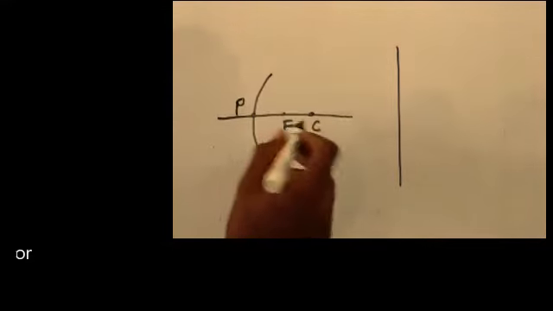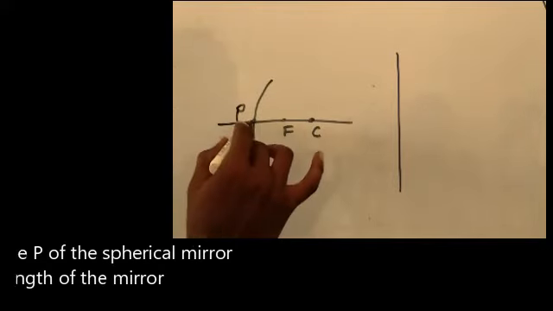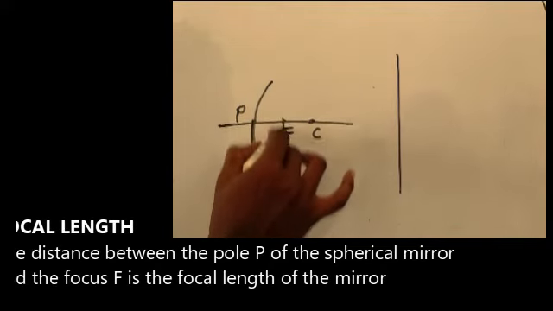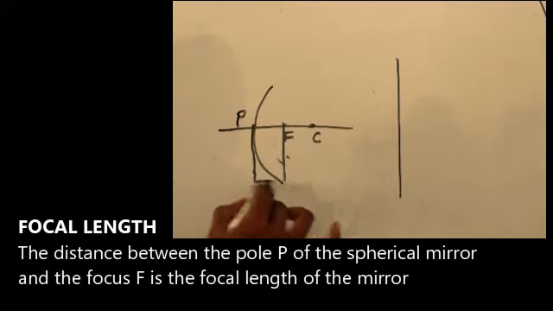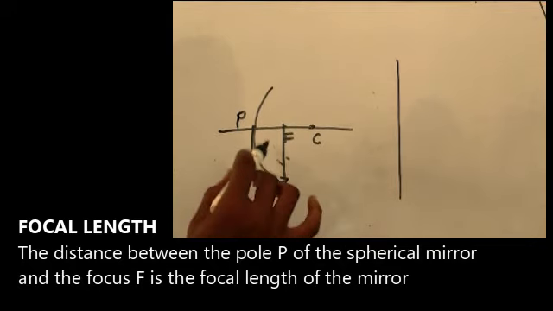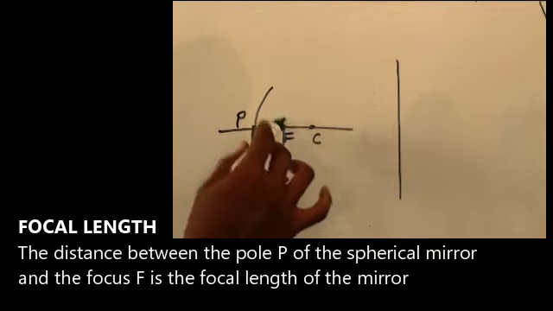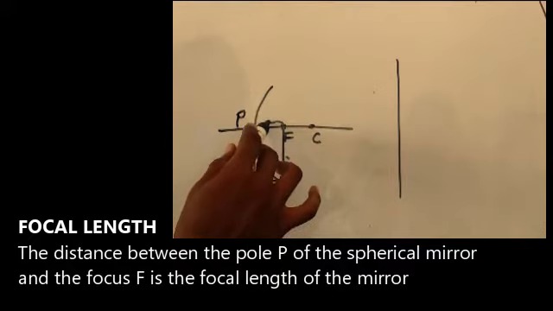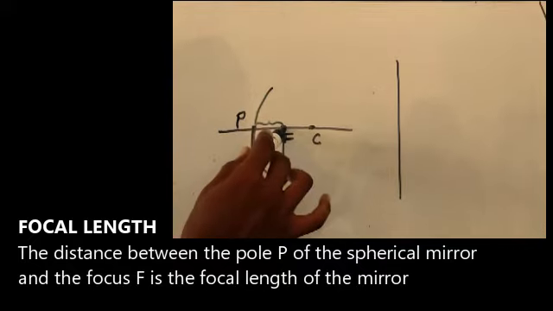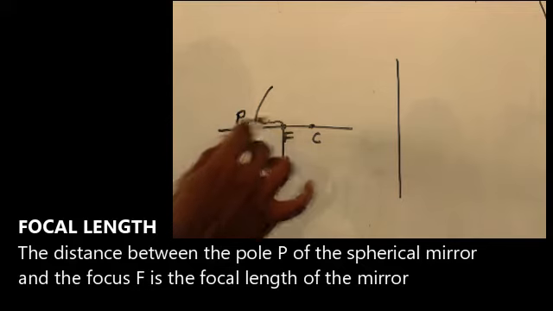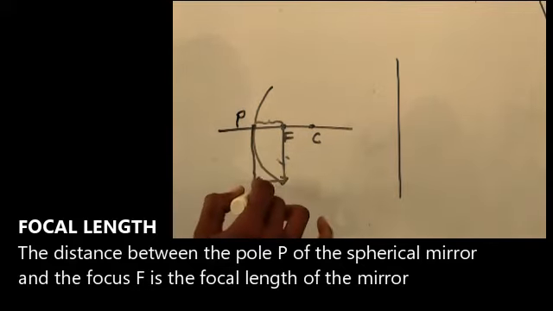The last term is focal length. Focal length is simply the distance between the focus and the pole. So focal length is the distance from the focus to the pole. How much distance is there? That is known as focal length.